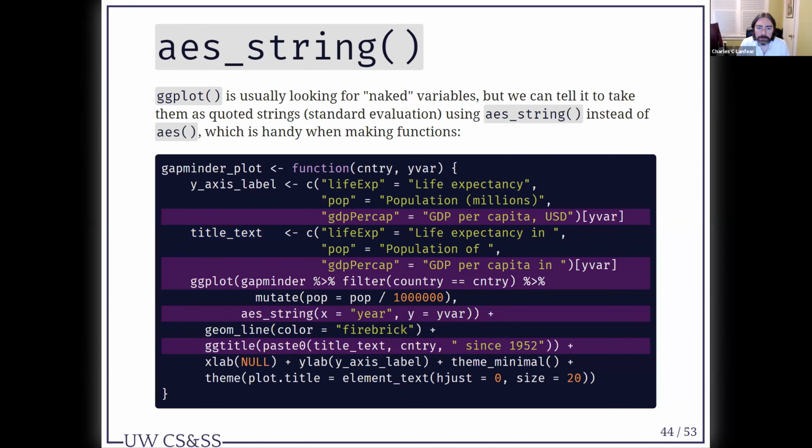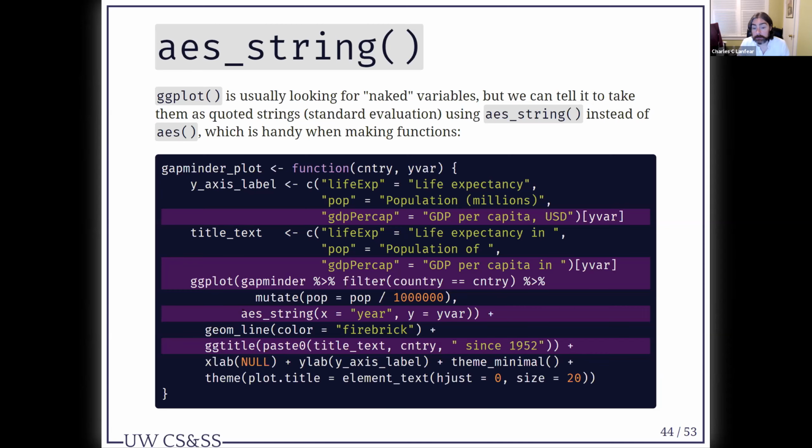Okay. The next thing I do here is I say ggplot, take my gapminder data, and then filter so that country is equal to country, the thing we did in the first version of this function. And I take one extra step. I say, and let's go ahead and mutate population to be population divided by 1,000,000, because we're expecting population in millions. Okay, I just do that inside here.